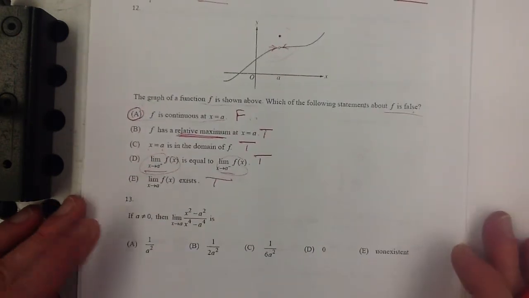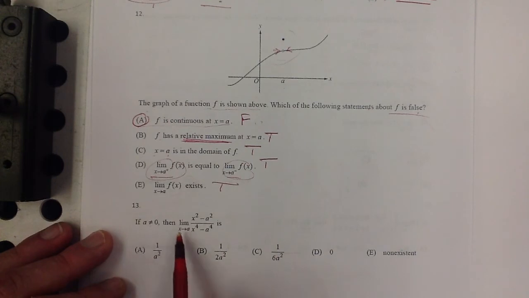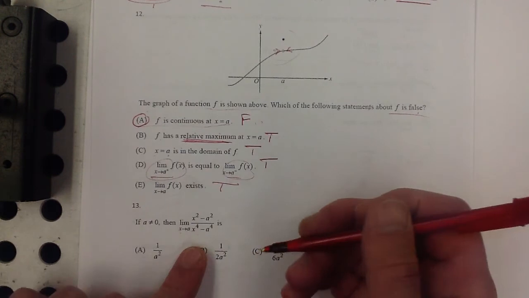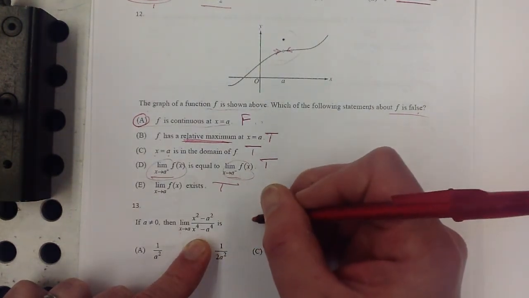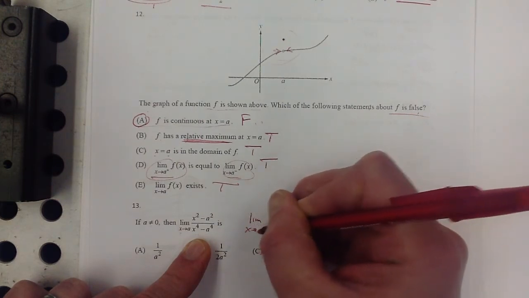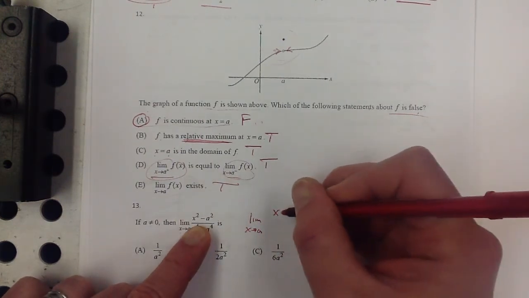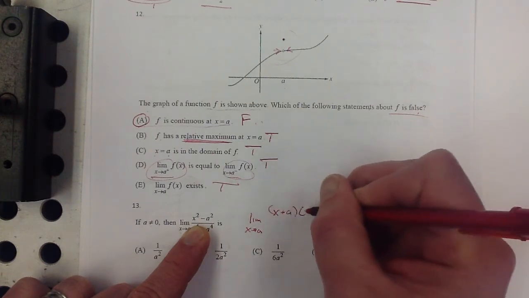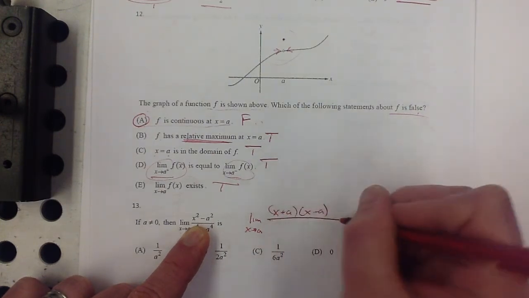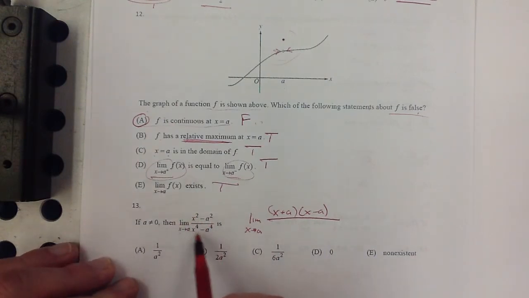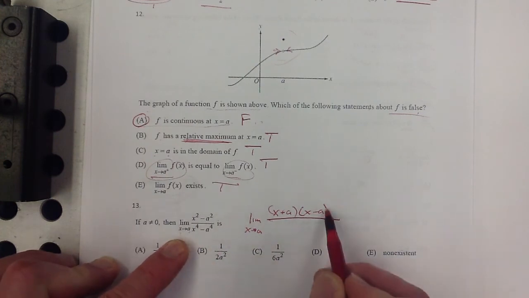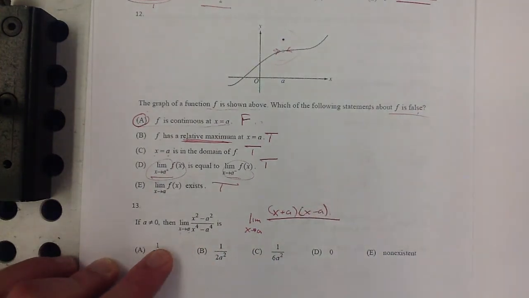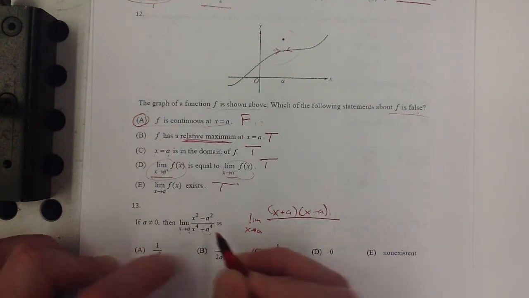And last one. If a is not equal to 0, then the limit as x approaches a of this expression is, well, let's see, that looks like it wants to be factored. So that would be the limit as x approaches a of x plus a times x minus a. And notice that when you plug in the a, you do get 0 over 0, right? So I'm hoping that since the a is causing the problem, the x minus a factor will cancel out. Now, this is the difference of two squares, right?